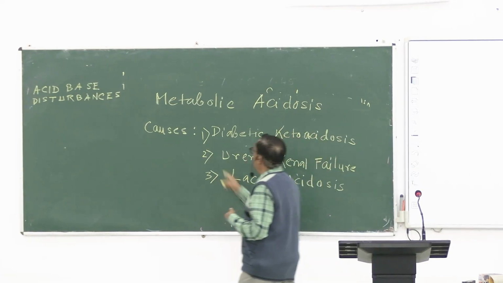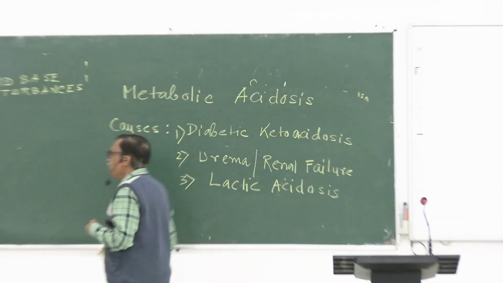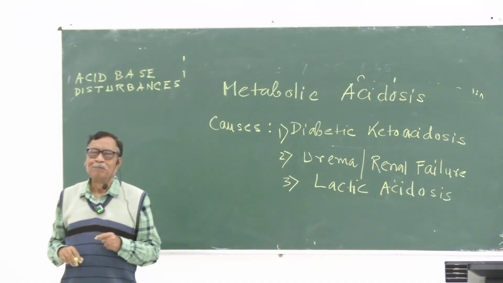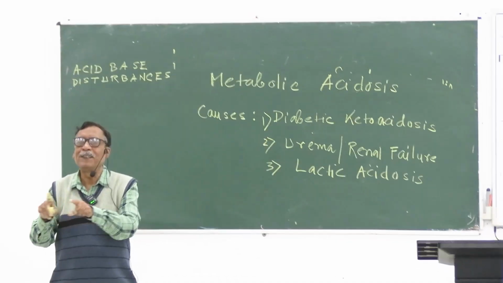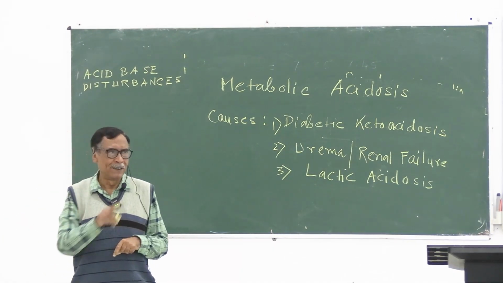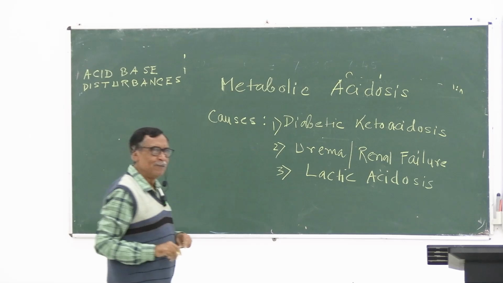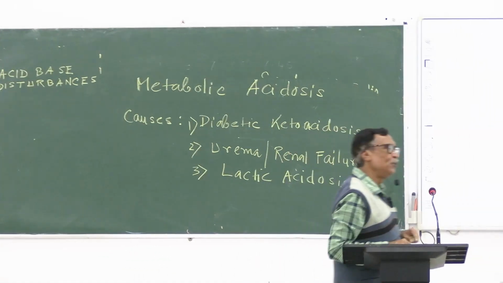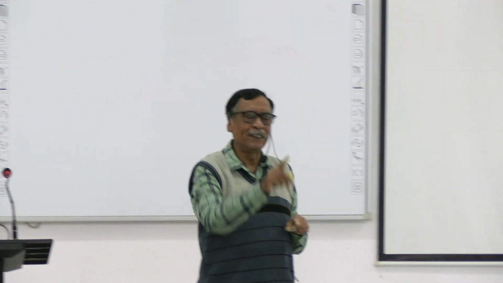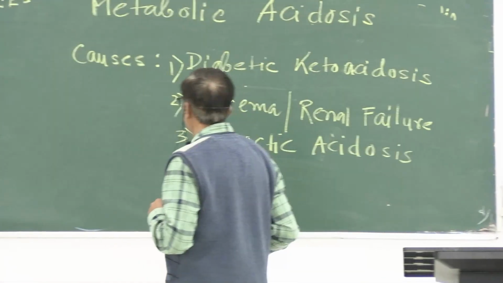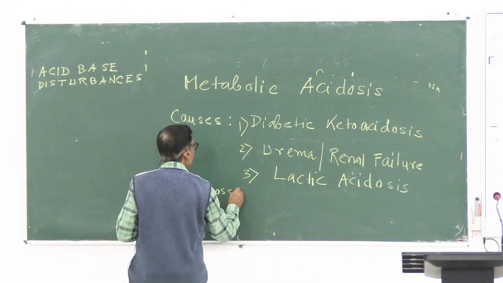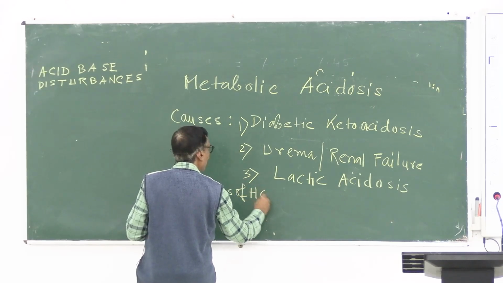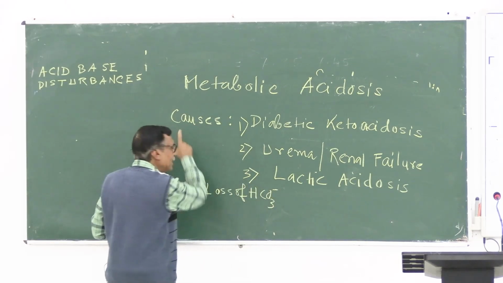Here the acid is accumulating. Again, metabolic acidosis may occur because of the loss of bicarbonate. Loss of bicarbonate may give rise to acidosis, because bicarbonate is basic in character. If bicarbonate is lost, pH will be low, and hydrogen ion concentration will be increased. Where does the loss of bicarbonate occur?